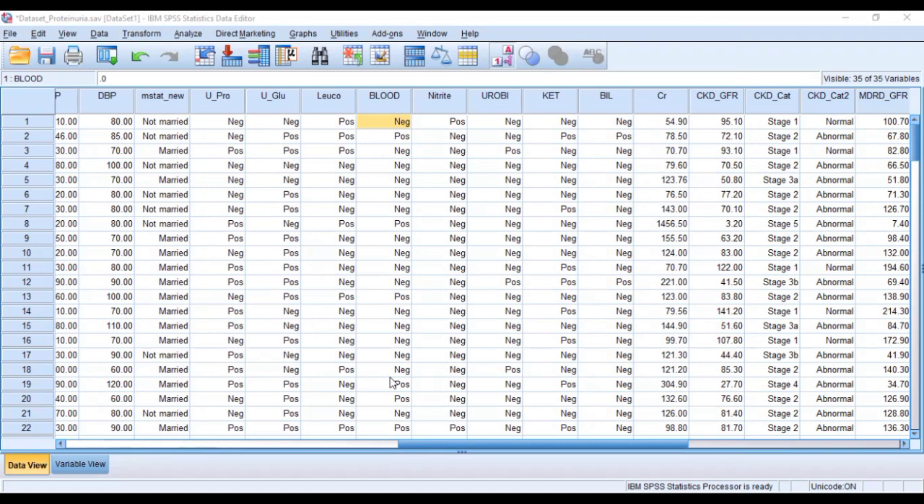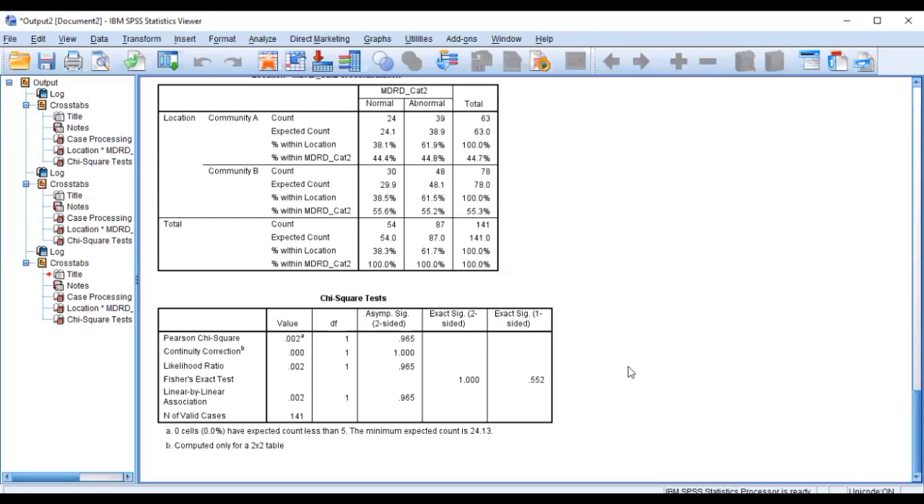Let's go to the outcome and check to see why it's very important we run the expected outcome, and then we can see why it will help us to make a decision as to selecting the Fisher's exact or the chi-square. Well, so the outcome says that for community A, the total number of people here are 63. For community B, the total number of people are 78. Obviously, community B is more populated than community A.